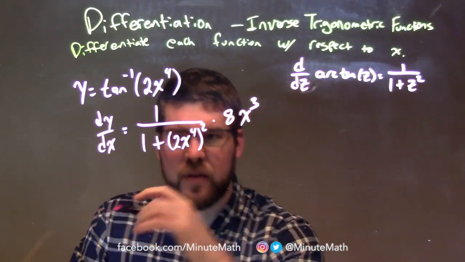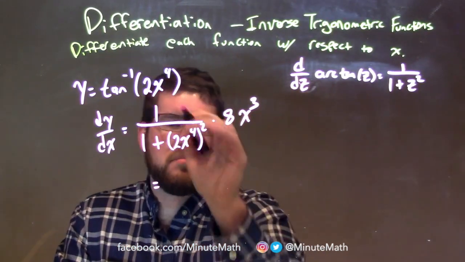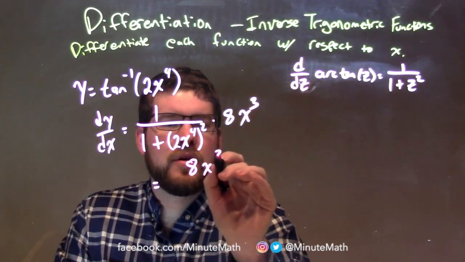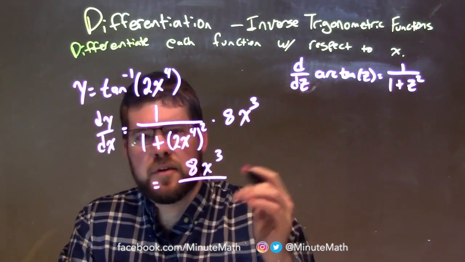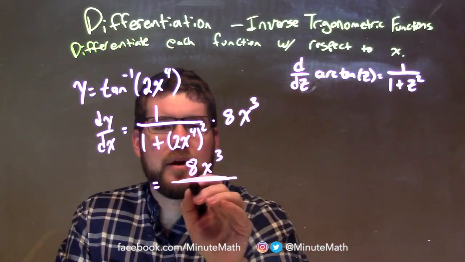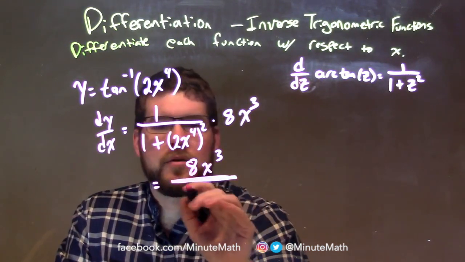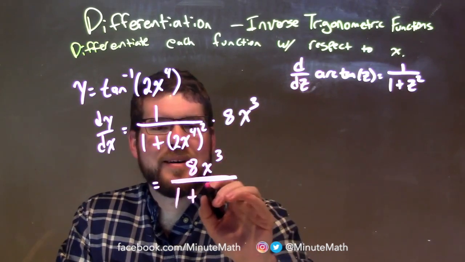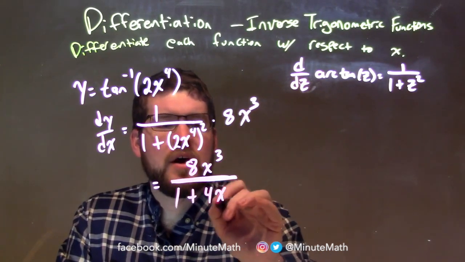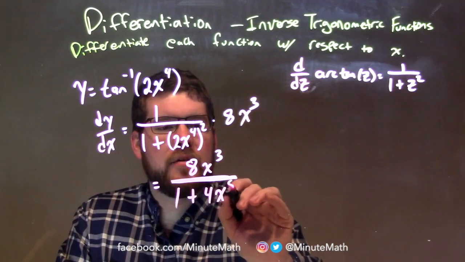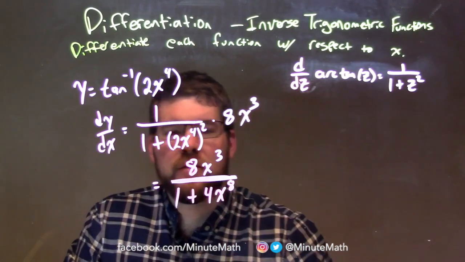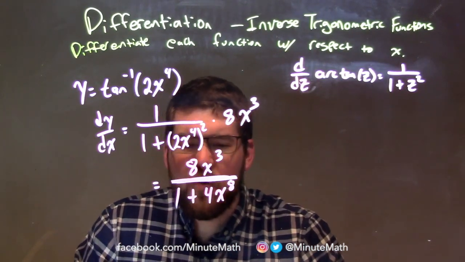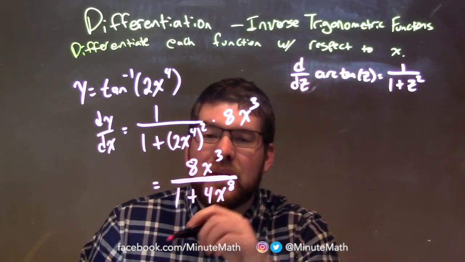So let's just simplify this a little bit here. We have 8x to the third up top, which goes across, multiplied by 1. But the denominator is a big fraction there. 1 plus, let's square that. 2 squared is a 4, so we have 4x, and we multiply 4 times 2 to get 8. And so our final answer here is just 8x to the third over 1 plus 4x to the 8th power.